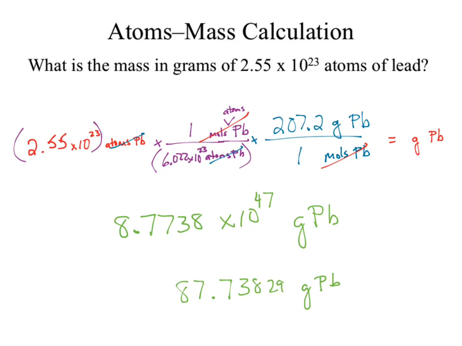If you got 10 to the 47, that is wrong. It should have canceled. With 10 to the 23rd in the numerator and denominator, what happens to your power of 10? It cancels. We should not end up with a power of 10 that is that astronomically high. It's a calculator misentry. That number is invalid.